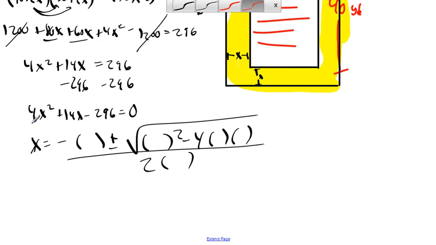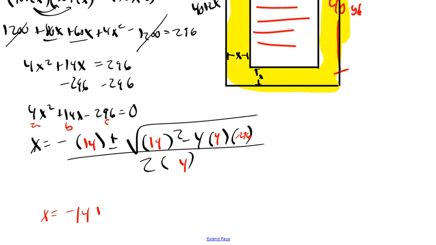Let's go ahead and plug this guy in now. All right, so we're going to plug in our a right here. This is our b, and this is our c. Our b right here is 14. Our a is 4. Our c is negative 296. And our a here is 4. All right, most definitely bust out your calculator. Negative times a positive is a negative 14. So plus or minus.